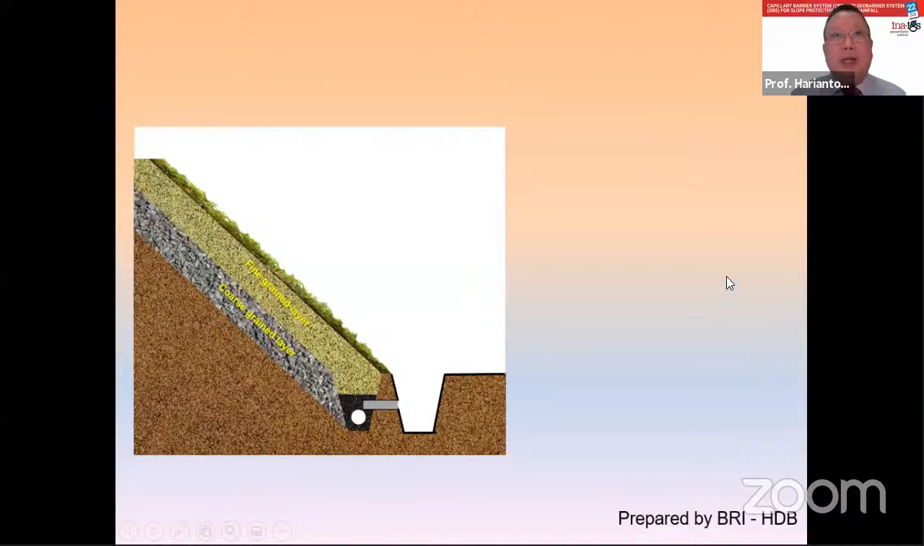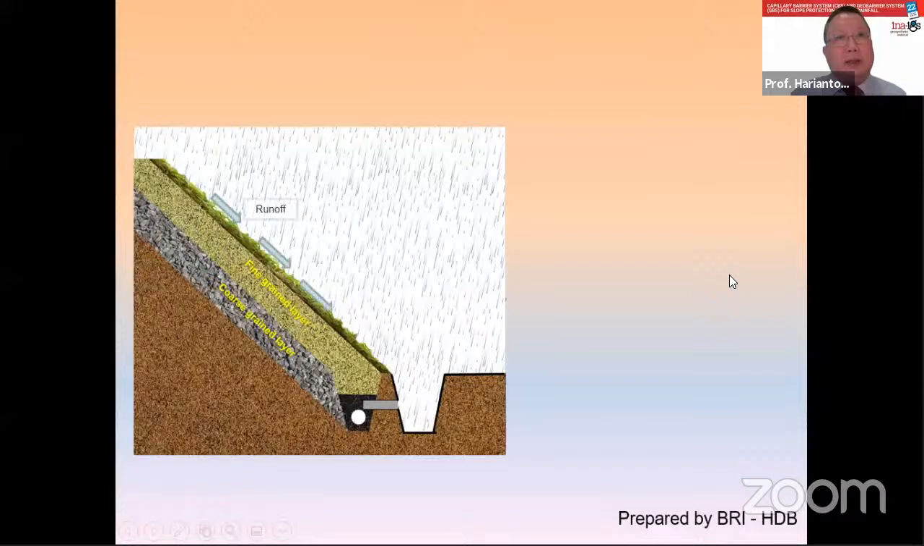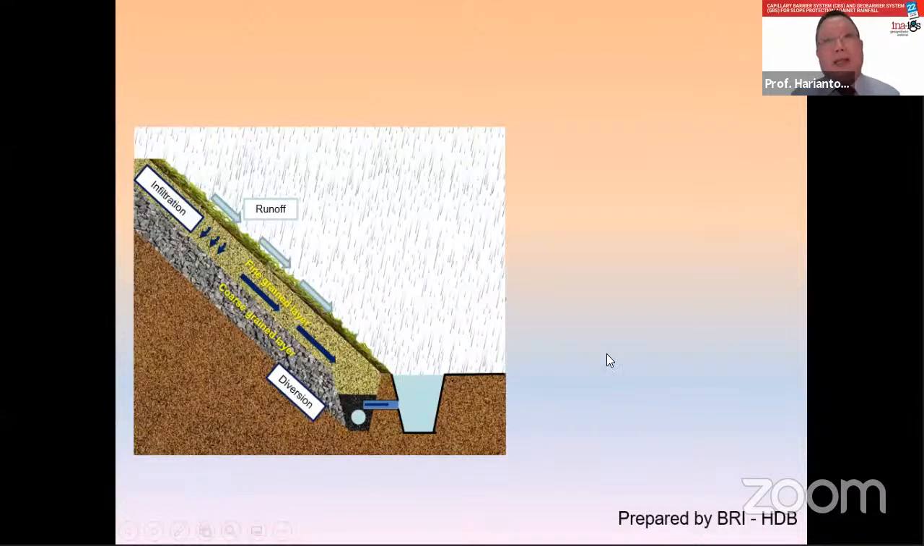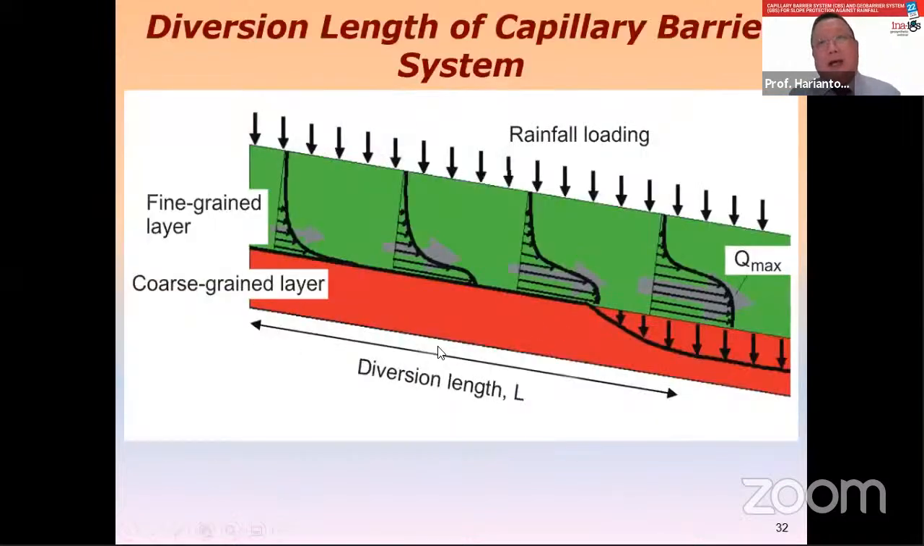Now, see if I can show in here. During rainfall, there is runoff, of course. There's also infiltration, but it will go into the proper channel in here, and after that drain properly. That is basically the idea of a capillary barrier system. So the soil remains dry. Of course, the length, which we call the diversion length, has a limit. We can design it depending on the thickness of your fine grain layer. It's basically the capacity for water to be absorbed or stored inside this fine grain layer, because if it's too much, water will break through the gravel layer. So these are the calculations in the design.